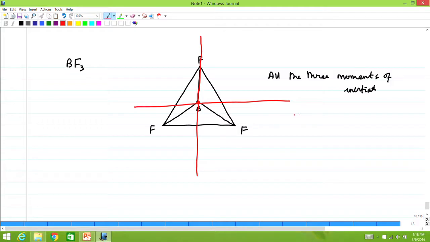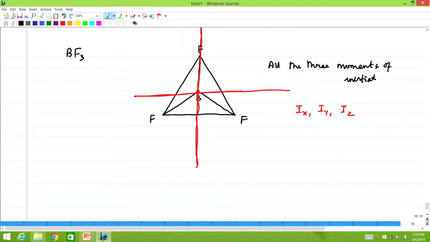So you have what is called the IX, IY and IZ axes. Now it's easy to see that with respect to these 2 axes, this axis as well as this axis, the moments of inertia that you calculate are identical. Let us do that.